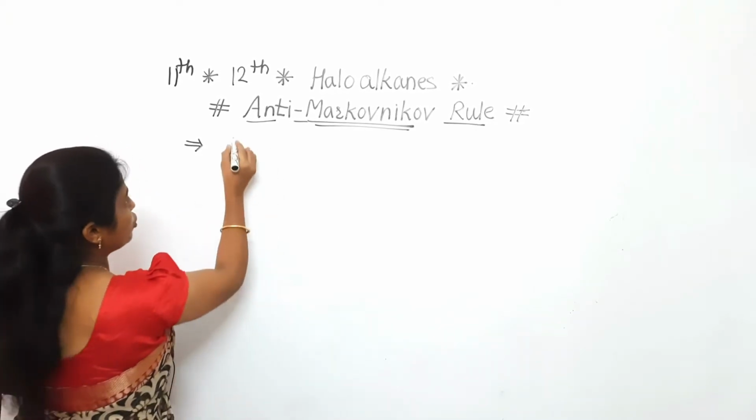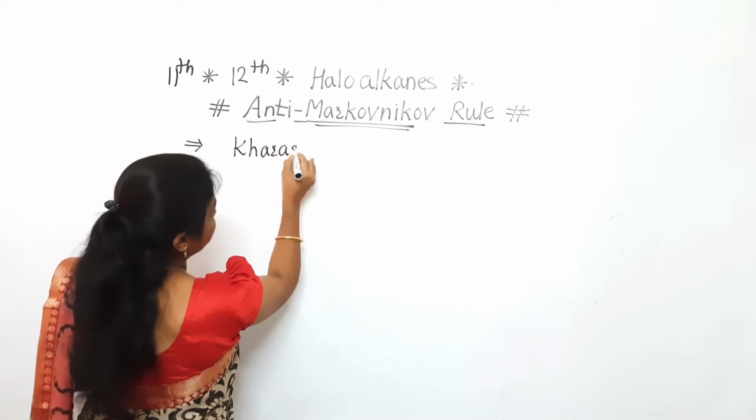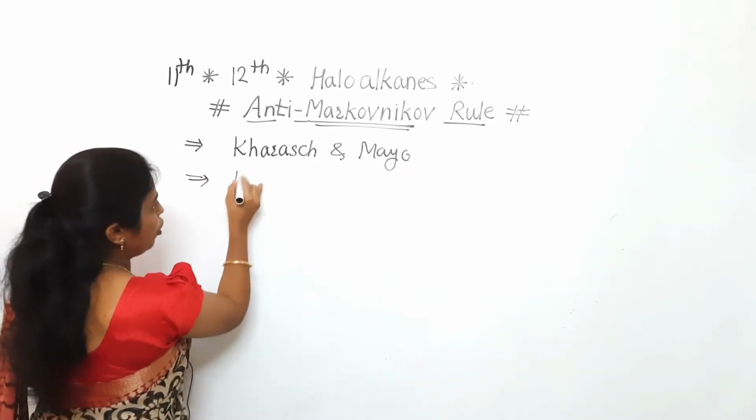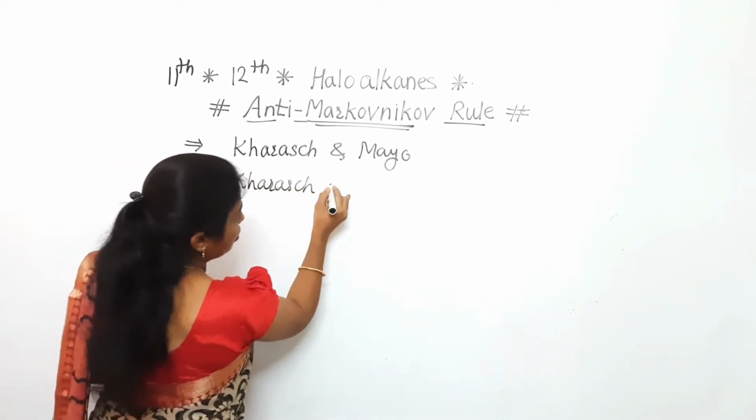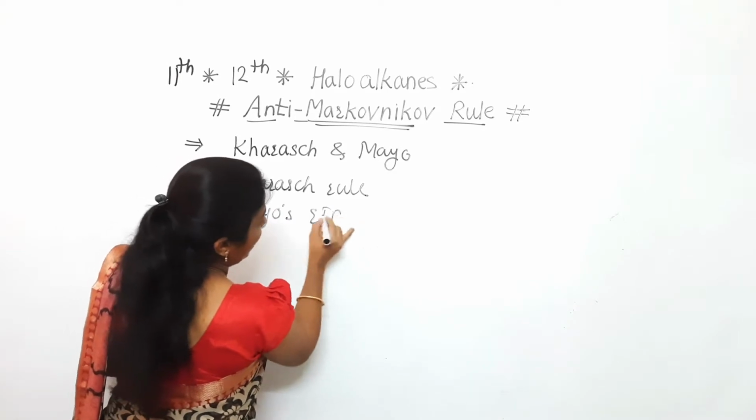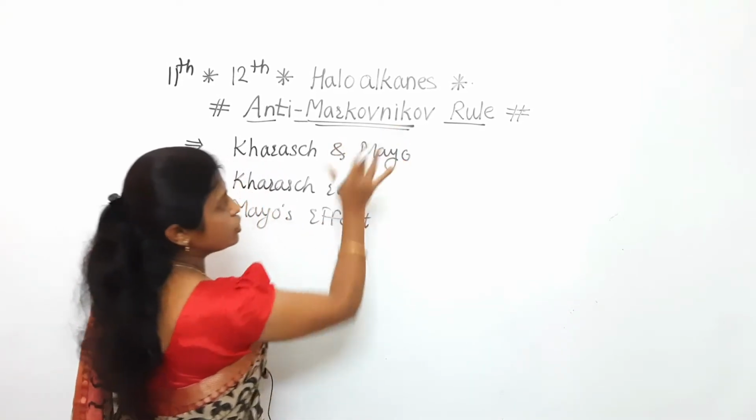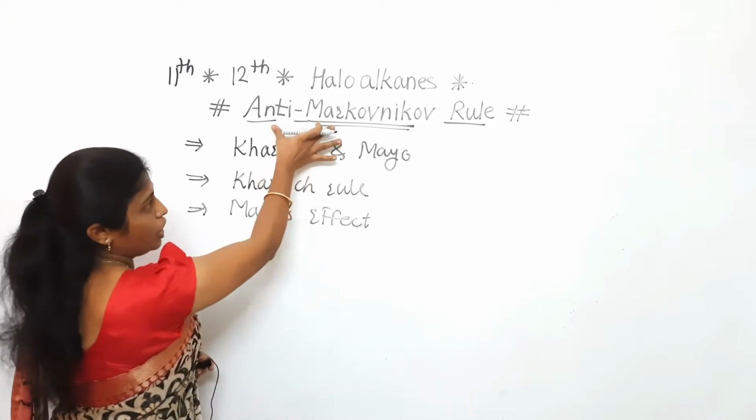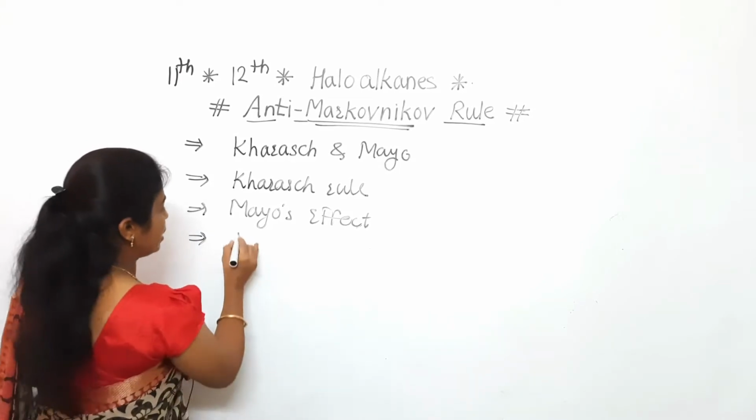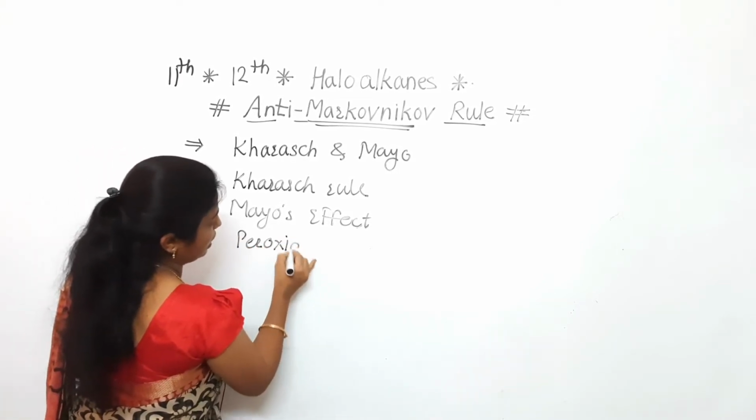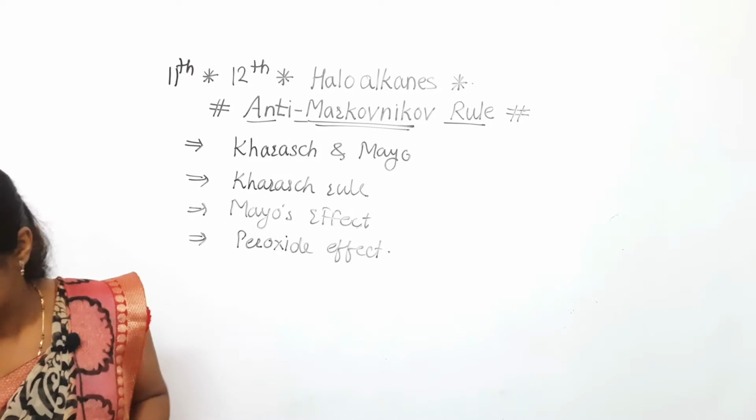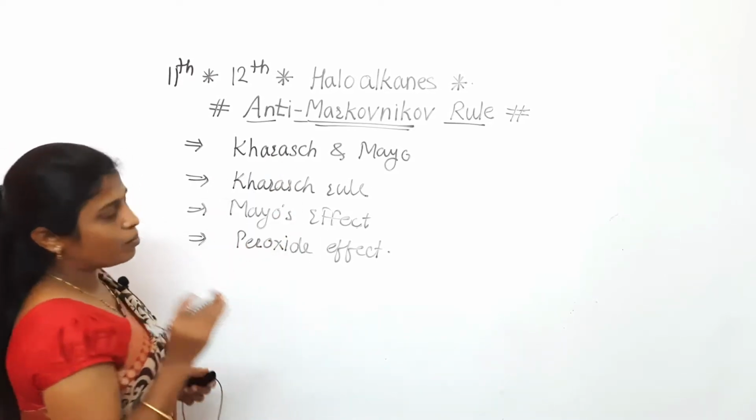This rule was first introduced by the scientists Kharasch and Mayo. Because of those scientists' names, this rule is also called Kharasch rule or Mayo's effect. Keep in mind that this rule is totally opposite to the Markovnikov rule, that's why it is also called the anti-Markovnikov rule. Next, in this reaction we are using peroxide, that's why this rule is also called the peroxide effect. So these are some points which are the introductory part of this rule. Clear? So in this way we have completed the introductory part.